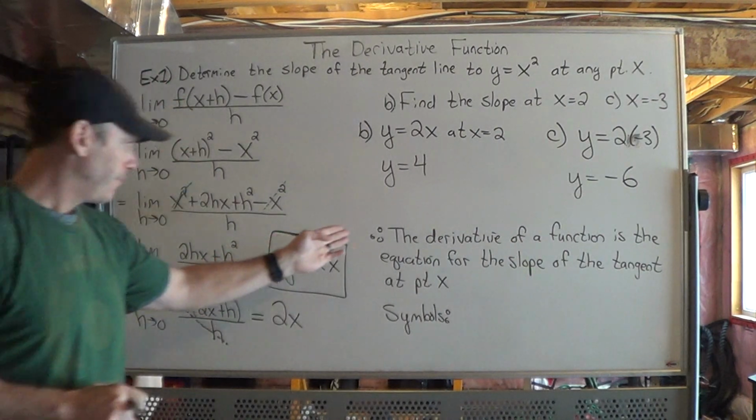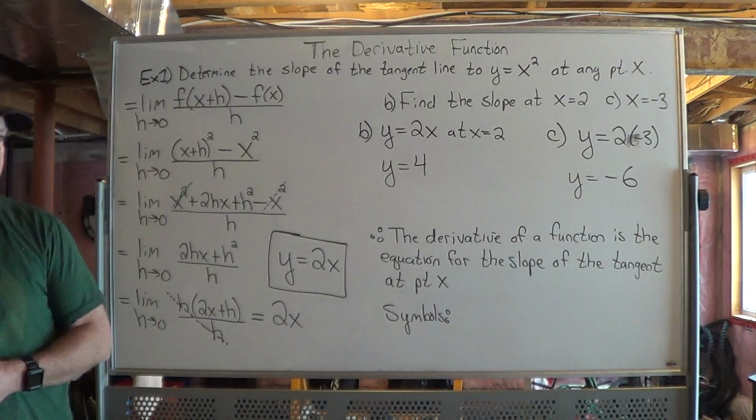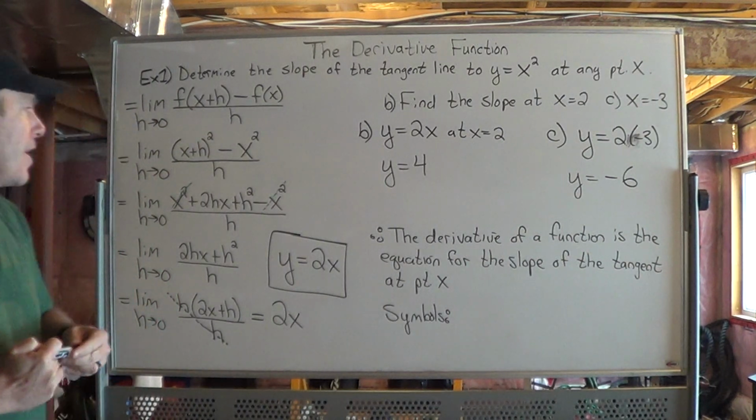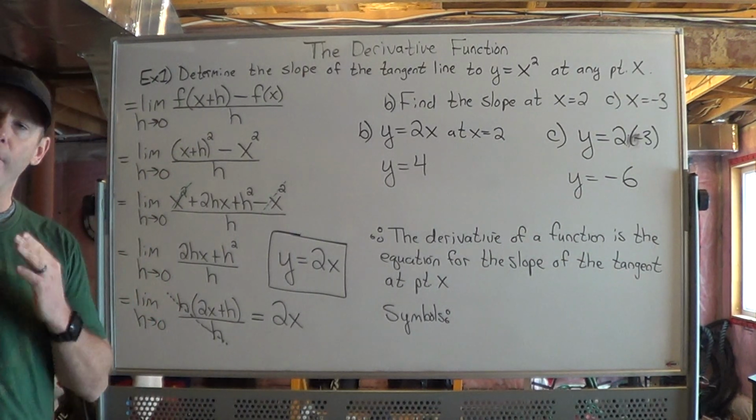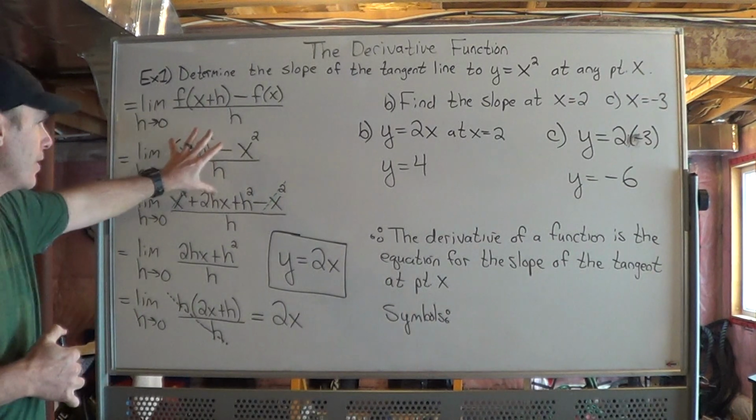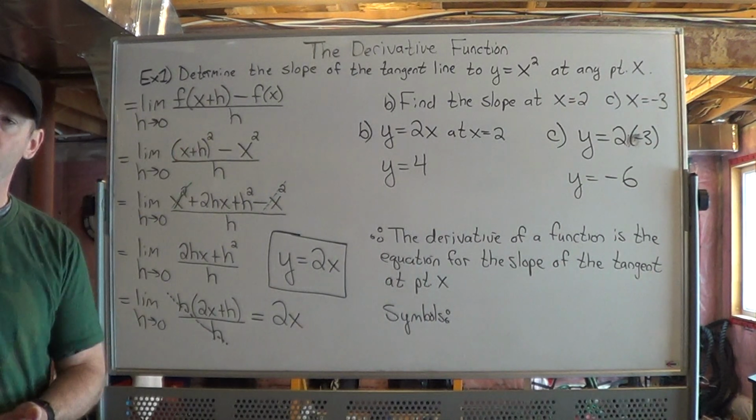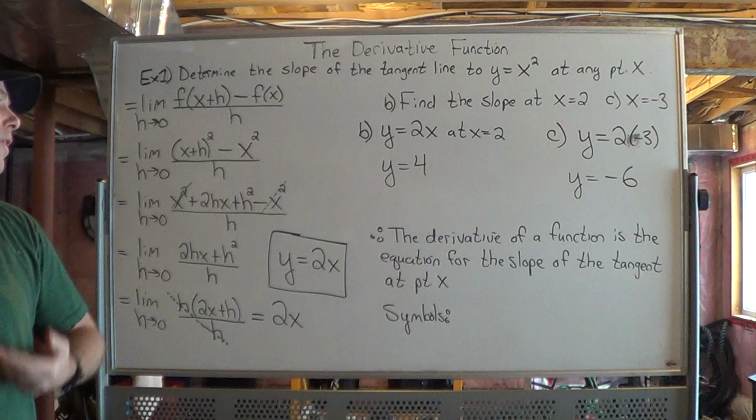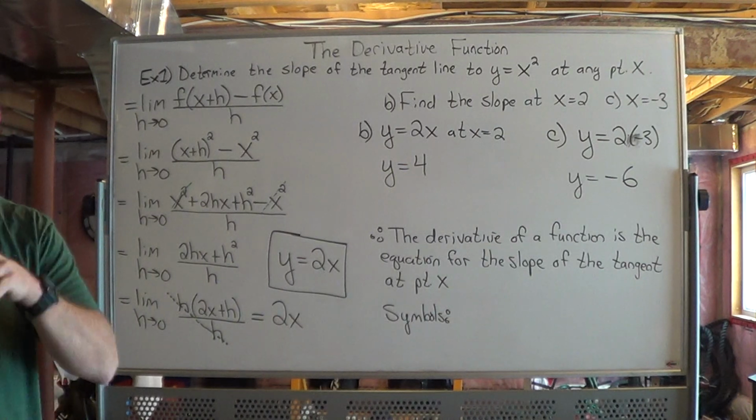And so, what I'm trying to say here is the therefore statement at the bottom here: therefore, the derivative of a function, what we just found here, is the equation to find the slope of the tangent line at any point x.